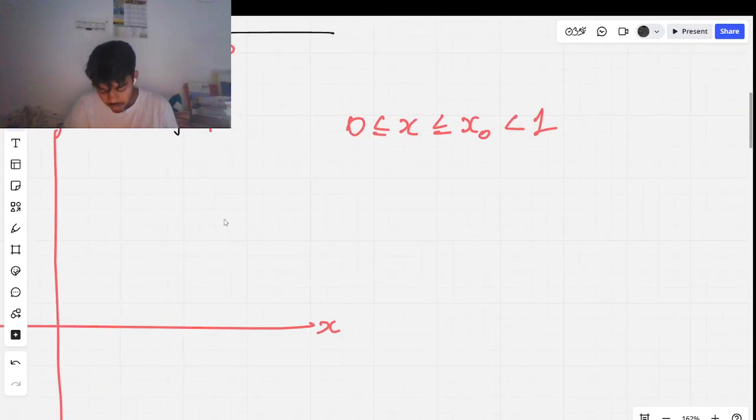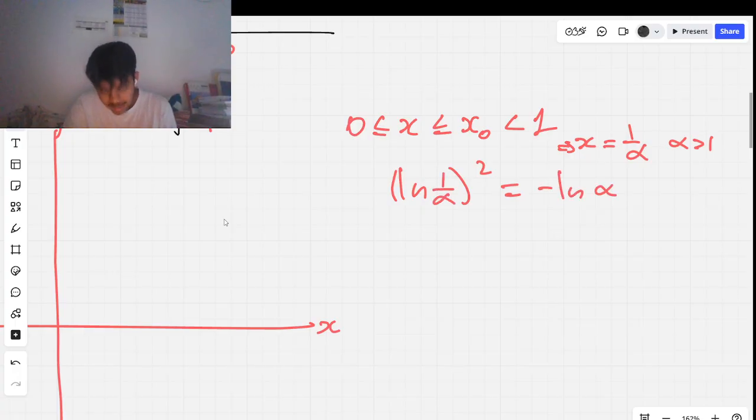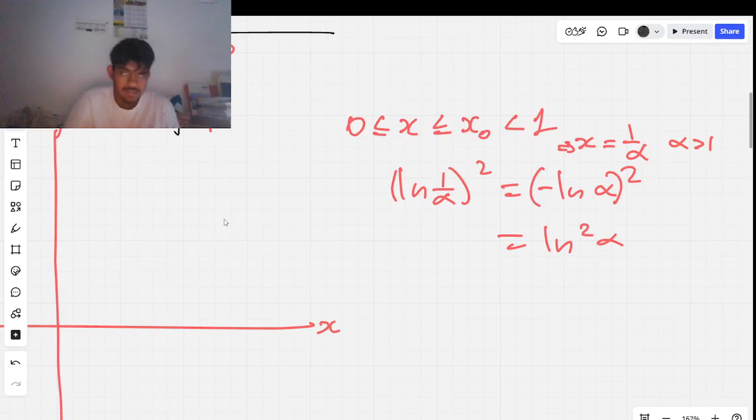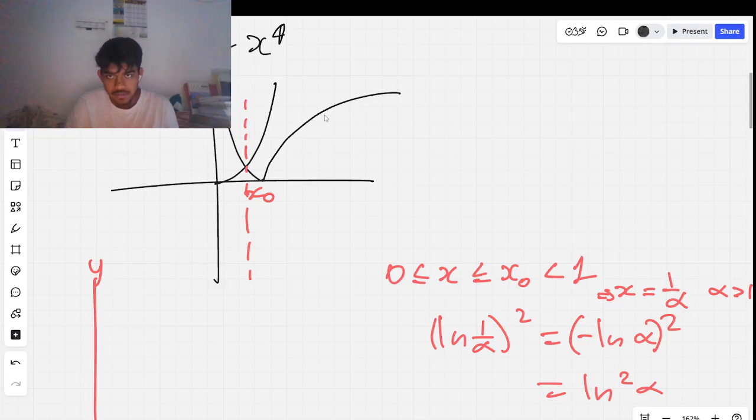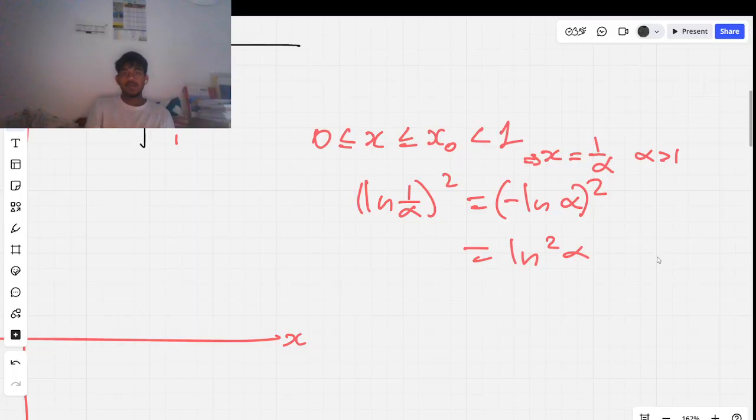Now, I know the behavior of x in the graph of ln x squared here is the same as, because if you have a fraction, let's say, actually it's better if I write it this way, x is equal to 1 over alpha, where alpha is an integer or rational number more than 1, then I can rewrite this as this. It's going to be a positive number, a very large one. You get the point. So that means I am technically looking at this part of my graph, not even here, when it comes to strictly ln squared alpha or ln squared x.